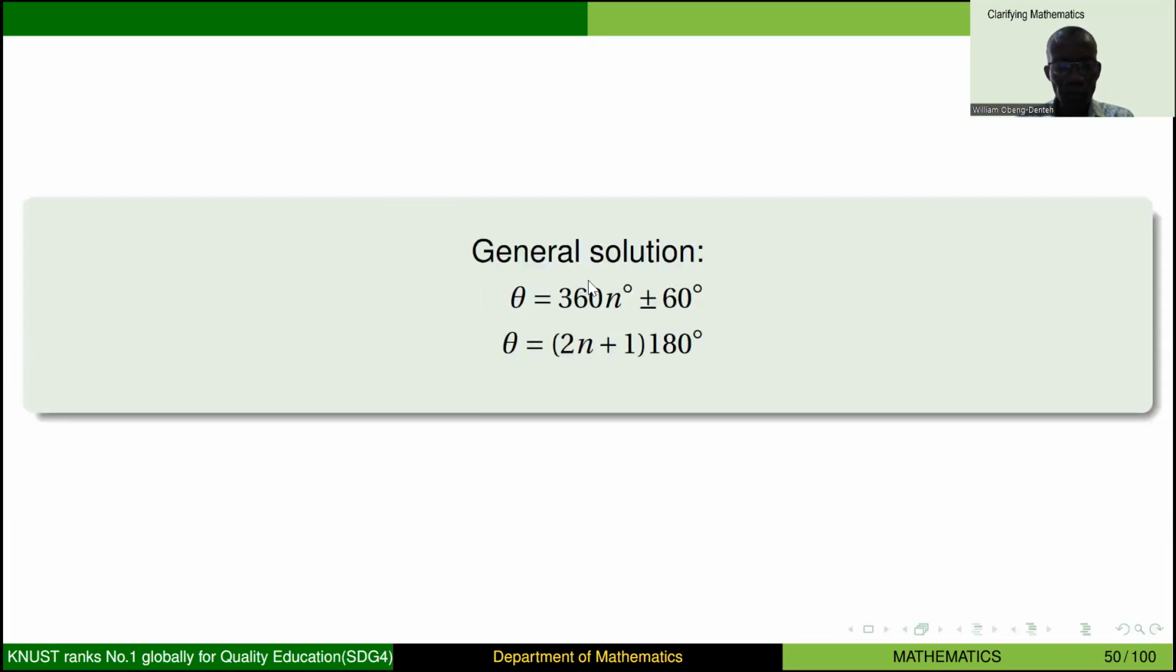So let's look at it. The general solution is 360n degrees plus or minus 60 degrees. But when we come here, it is (2n plus 1) times 180 degrees. So when n is 0, we get our 180. And then we'll move on and on and on.